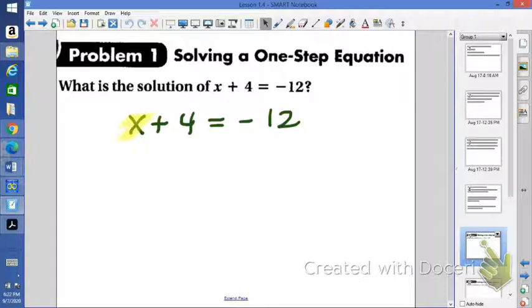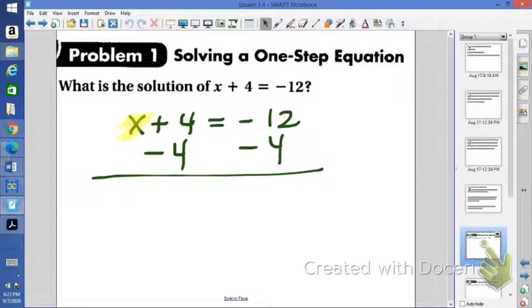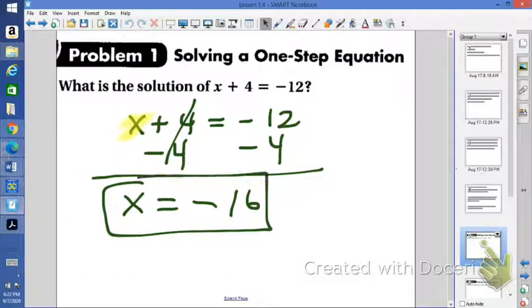Use inverse operations. So we have x plus 4. So we're going to subtract 4 from both sides. Remember, for equations, what you do on one side, you have to do on the other. So if we subtract 4 on the left-hand side, we have to subtract 4 from the right-hand side. The positive 4 and the minus 4 cancel out to be 0. So I'm left with x equaling negative 12 minus 4. That's going to give us negative 16. Alright, so that's our answer.